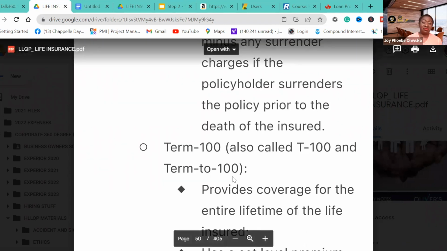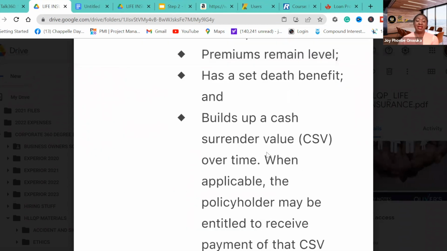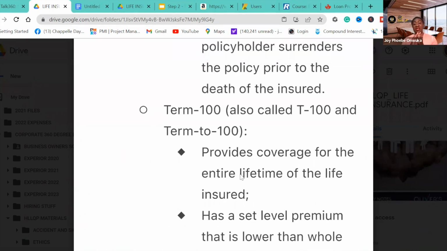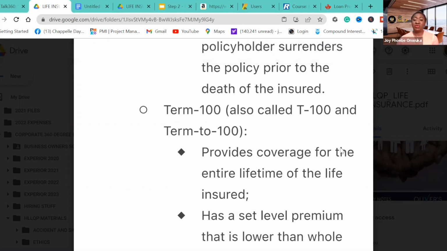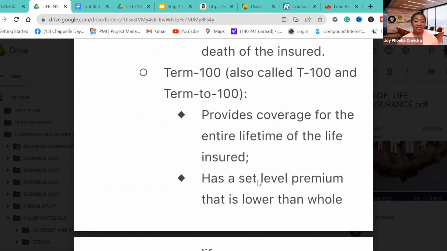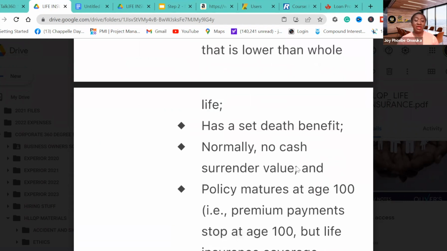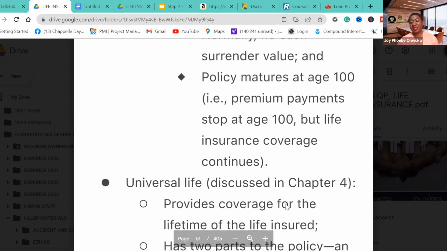Now, another form of permanent insurance is term 100. Do we understand that all these that we've just gone through are the features of whole life policies? Remember we said there are three types of permanent insurance: whole life, term to 100, and universal life. Now, term 100, also called T100 or term to 100, provides coverage for the entire life of the life insured. It has a set level premium that is lower than whole life. It has a set death benefit, normally no cash surrender value, and the policy matures at age 100. That is, premium payment stops at age 100, but life insurance coverage continues. Okay, do we see that?